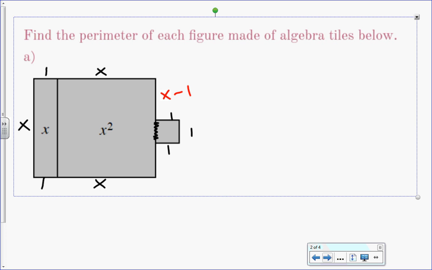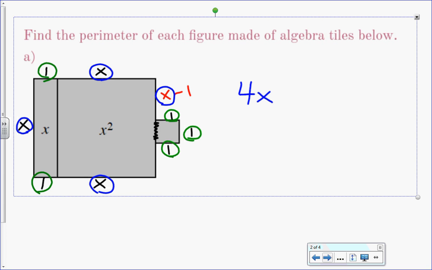Once we have the figure labeled, we can then just go and count the things that we need. So we're going to count all the X's, and as I count them, I'm going to circle them. So I have an X, X, X, X. So I have a total of 4X. Okay. So then I count all the 1s. So I have 1, 2, 3, 4, 5 1s. But then I have this minus 1. And 5 minus 1 is 4. So my final answer should be 4x plus 4.